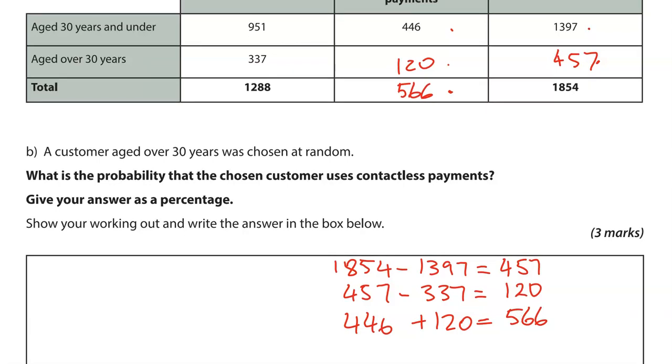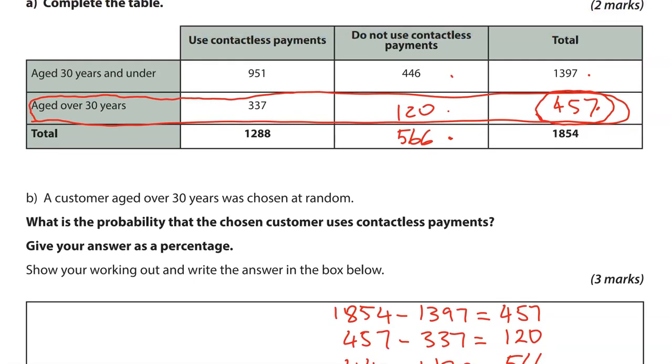So now we're told that a customer aged over 30 years was chosen at random. So we're looking at customers aged over 30 years, not those 30 and under. So these are the only ones we're focusing on. So out of all of them who are over 30, what is the probability that the chosen customer uses contactless payments?